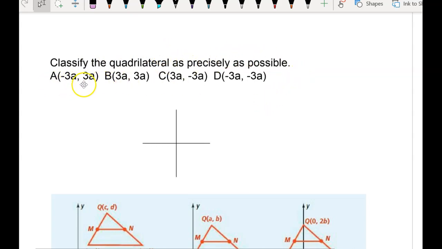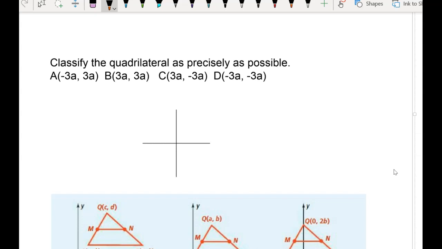So you have point A is negative 3a, 3a. Point B is 3a, 3a. Point C, and then point D. So the first thing we're going to do is plot the points. So when we're plotting these points, notice that they all have a. Okay, so a is just a variable, and since they all have it, it's all going to do the same thing to each point that we're working with.